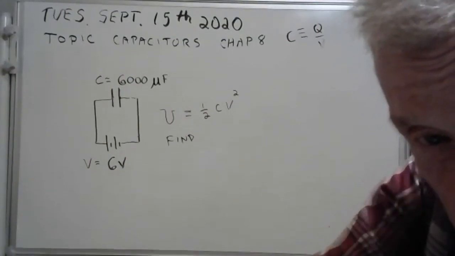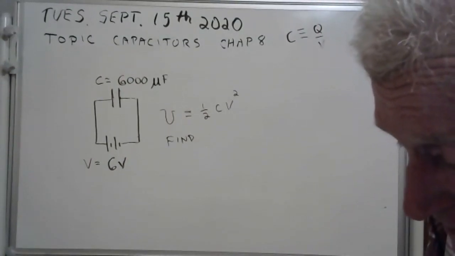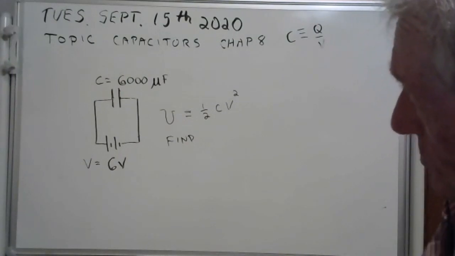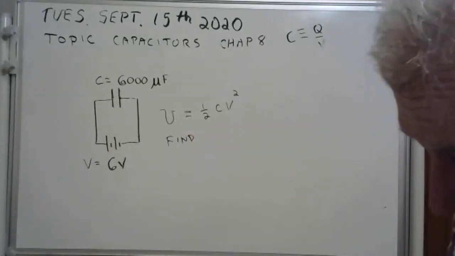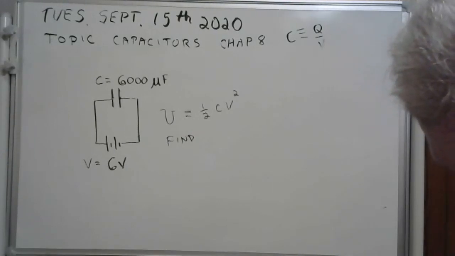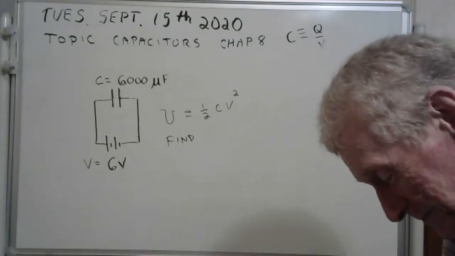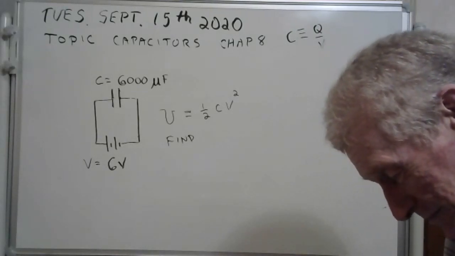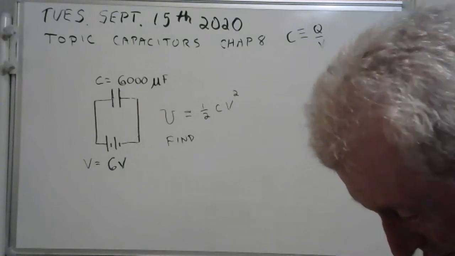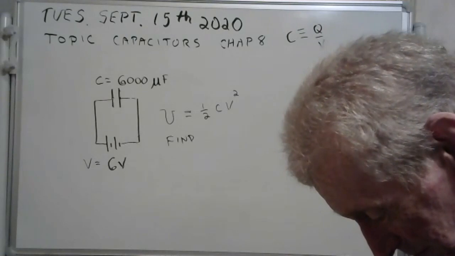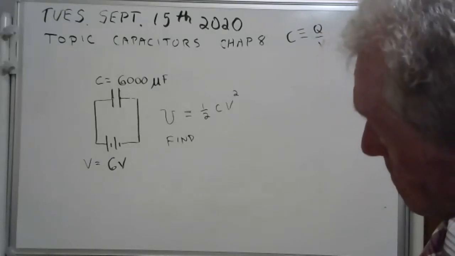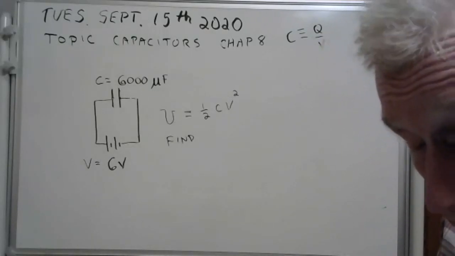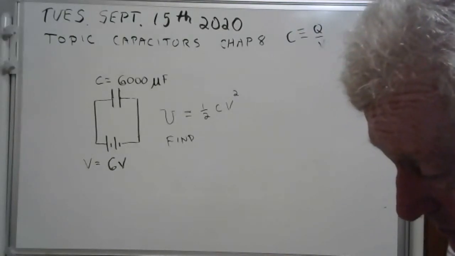Jacob, unmute and say hi. Hello. Jacob, have you got this energy stored yet in that capacitor? I'm doing it right now. Take your time. What units is the energy in? Yeah, what are the units of energy? Joules. They're joules. Good going.